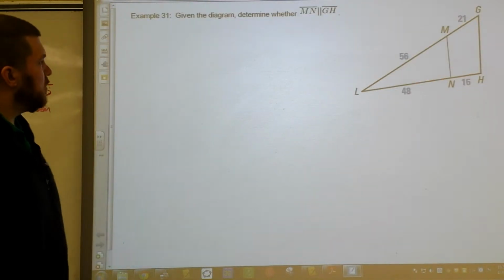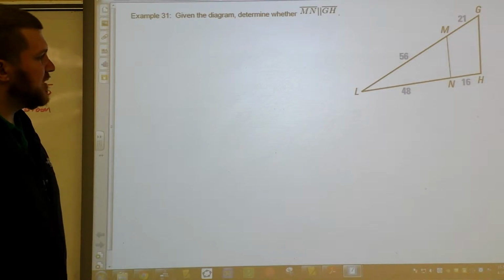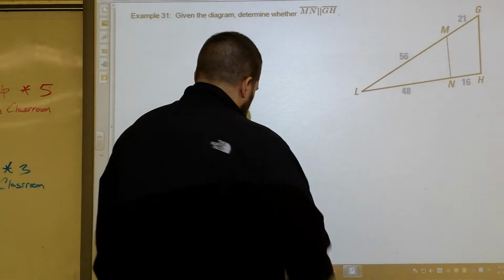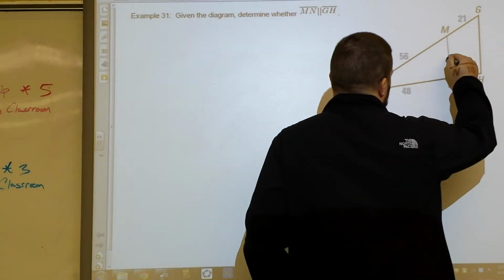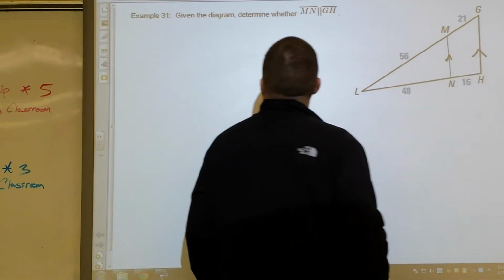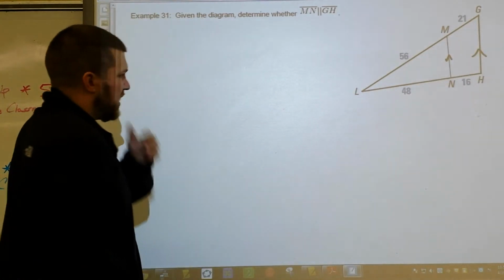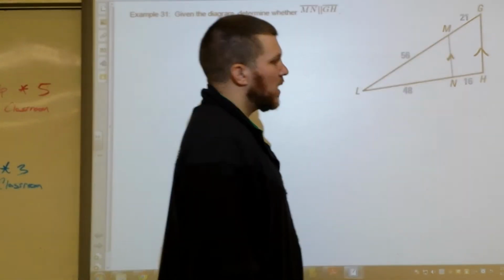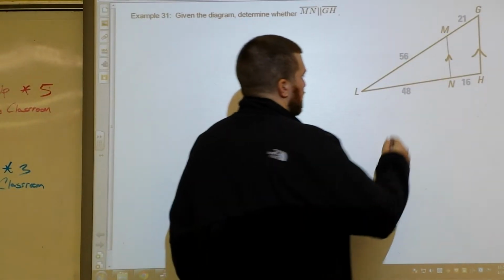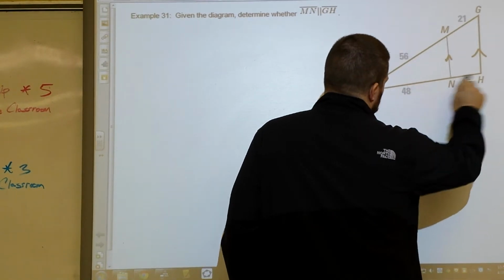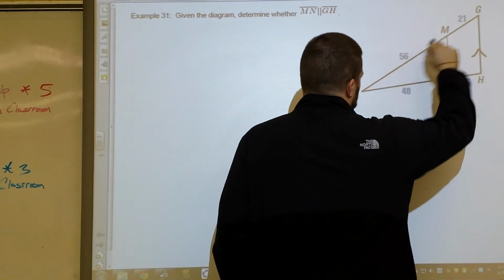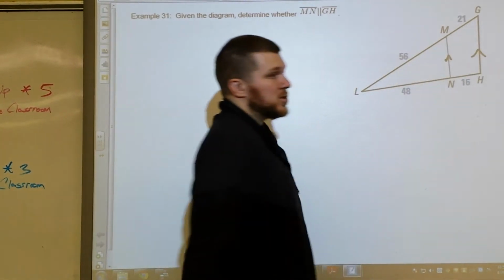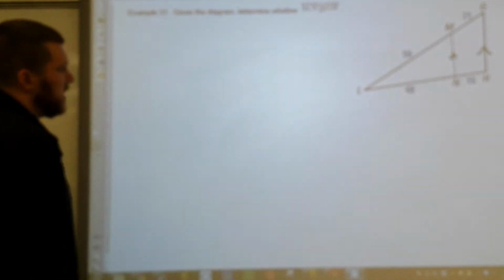All right, example 31. We're told that the side MN is parallel to GH. Since I know these two sides are parallel, I'm going to go ahead and draw my arrowhead. We want to determine if that's true, so that's what we're trying to figure out. Is this true? Well, if it's true, then we know the short side compared to the total side is equal to the short side compared to the total side. So if these two are parallel, then we have proportional sides.